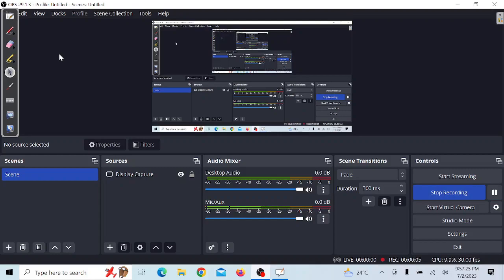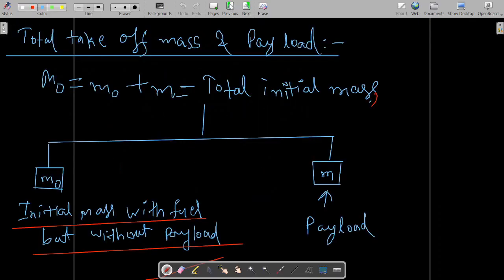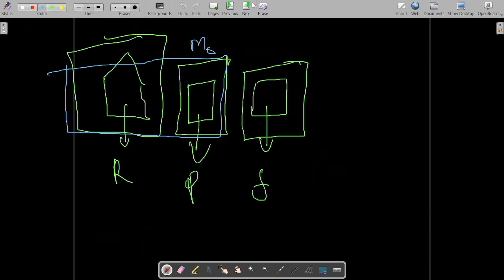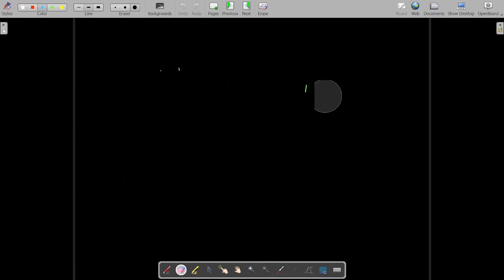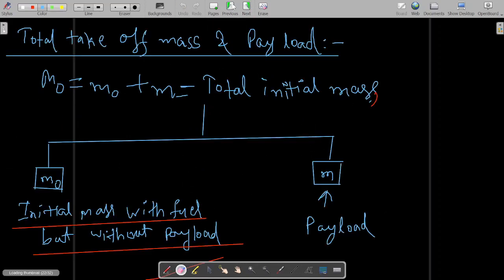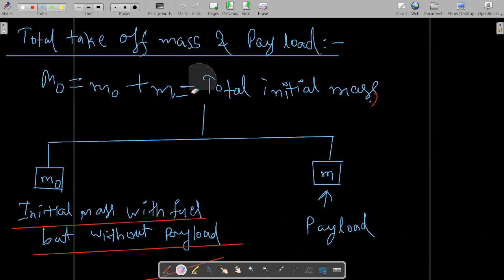So let us move on towards our next topic, which is takeoff mass and payload. Let me erase this first because this is of no use to you; you will unnecessarily get confused over here. We had already derived the required rocket equation in the previous class. Now, we will talk about total takeoff mass and payload.